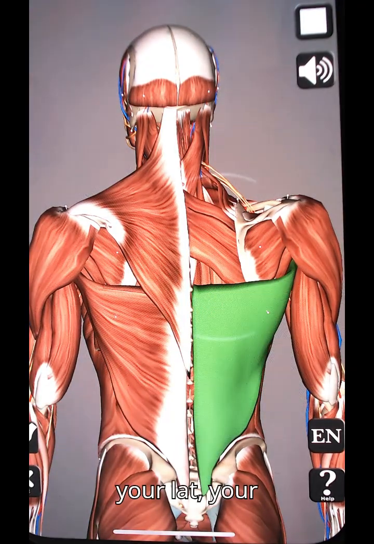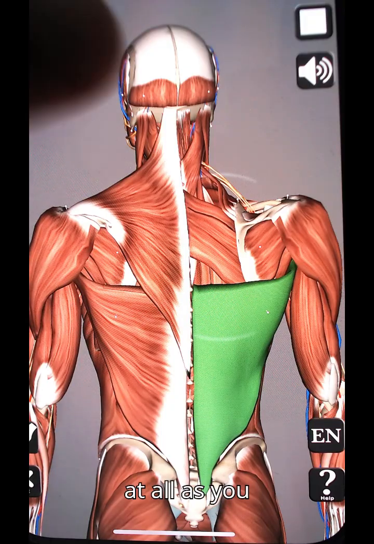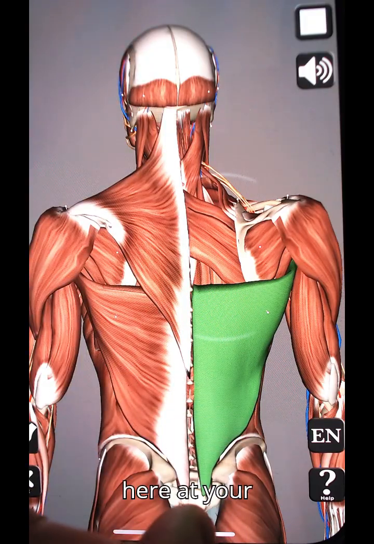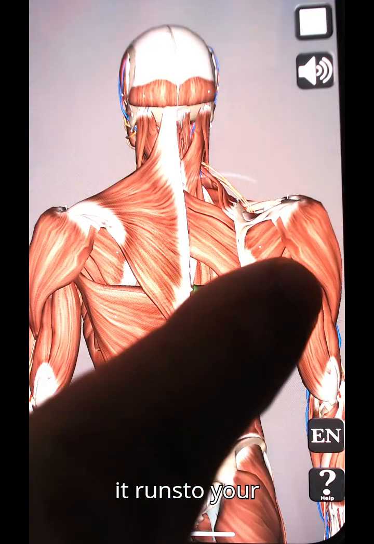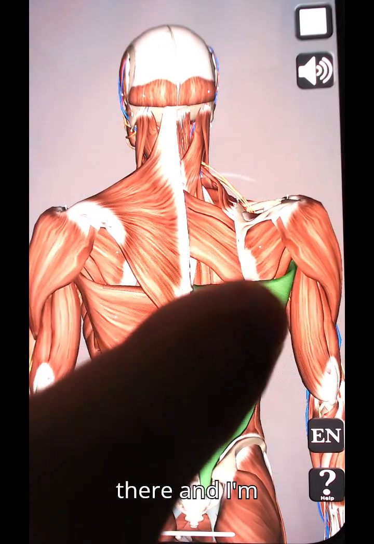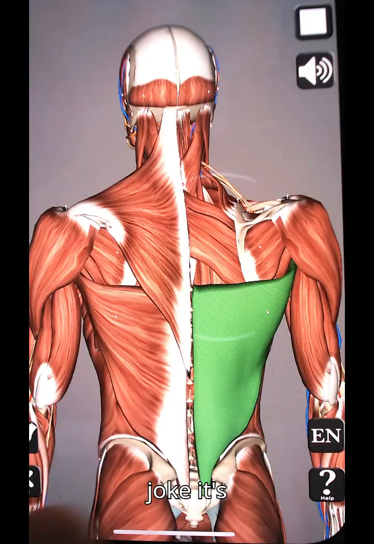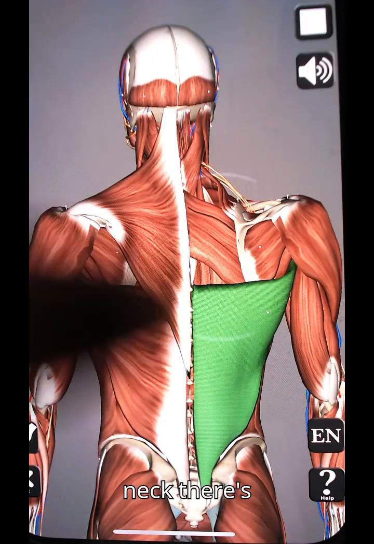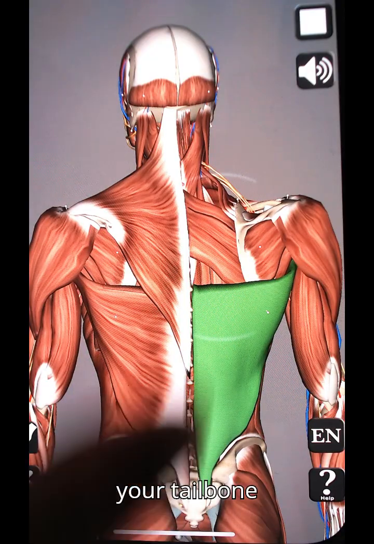Now, your lat's an interesting muscle. It's not attached to your neck at all. As you can see, it starts over here at your tailbone and it runs to your humerus over there. And I'm not making a joke. It's definitely not attached to your neck. There's your neck, there's your tailbone.